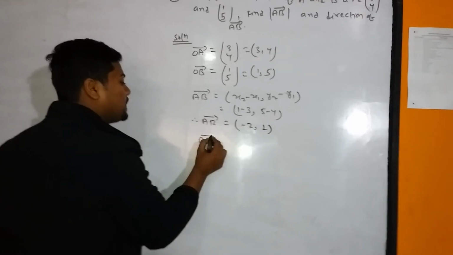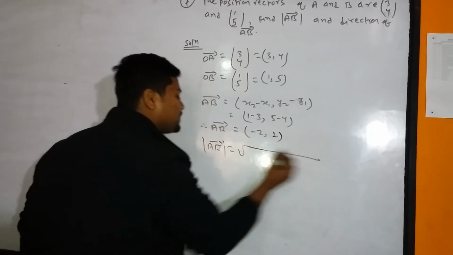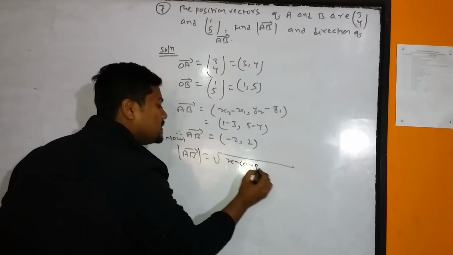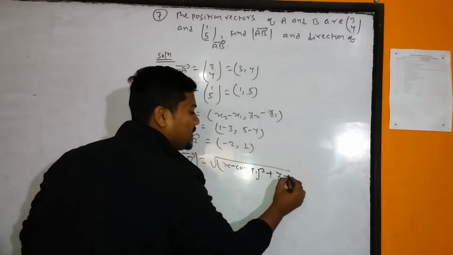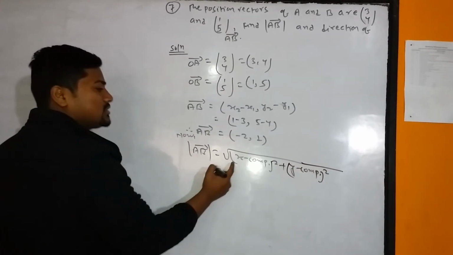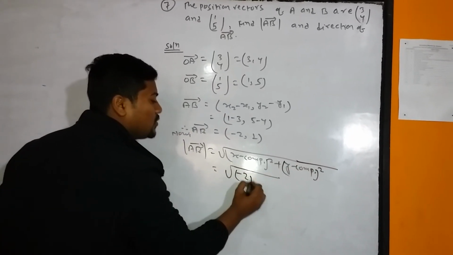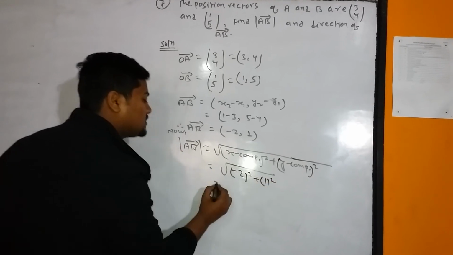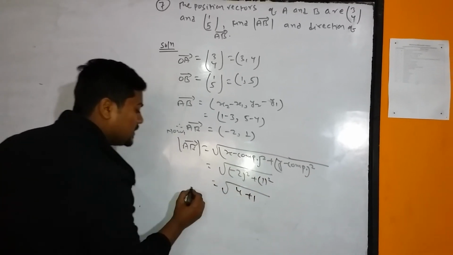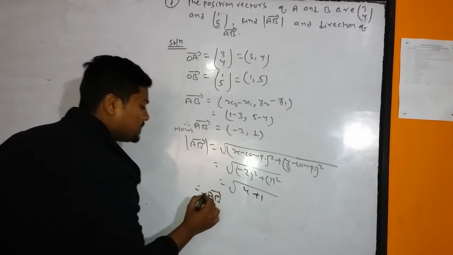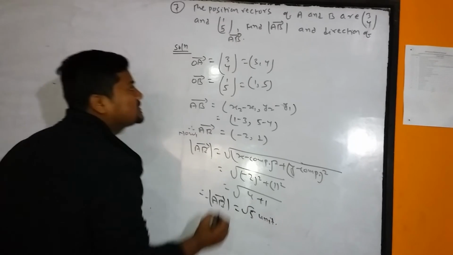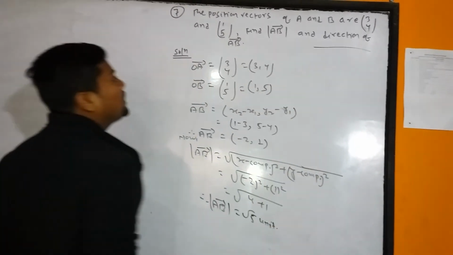So magnitude of AB vector, what is the formula? Root under x component square plus y component square: root of minus 2 whole square plus 1 whole square. 4 plus 1, therefore root 5 unit. But this is not our complete answer. We have to find direction of AB vector.